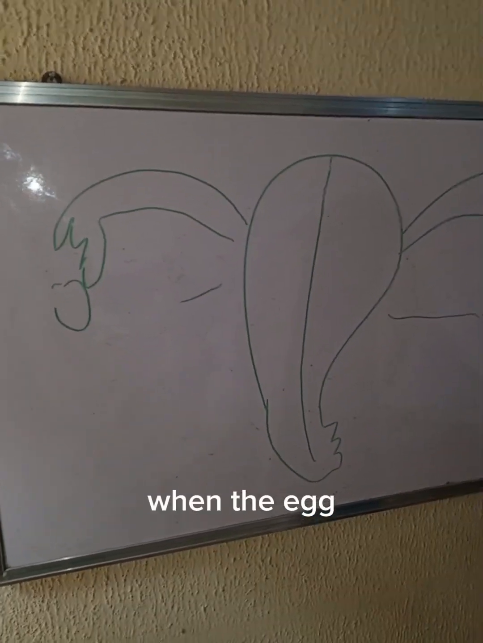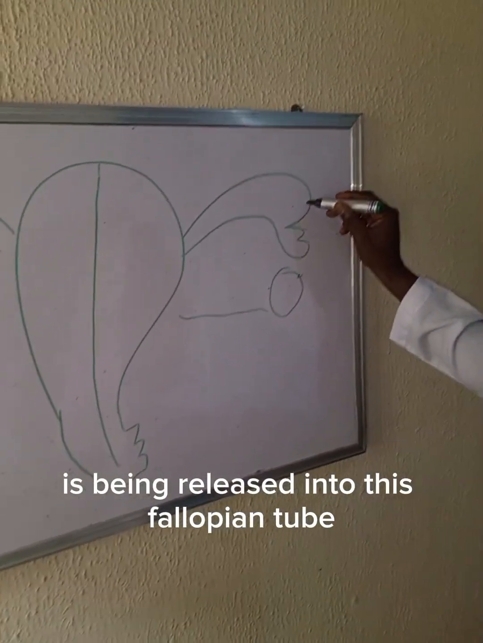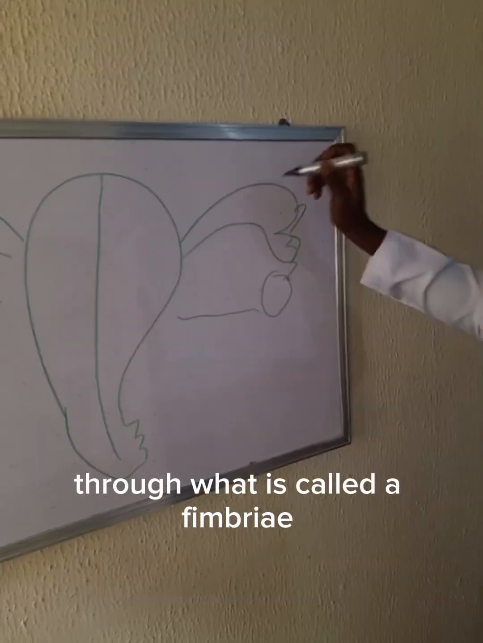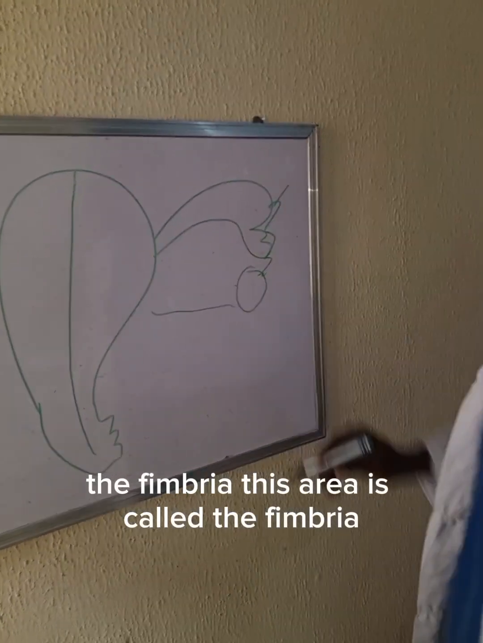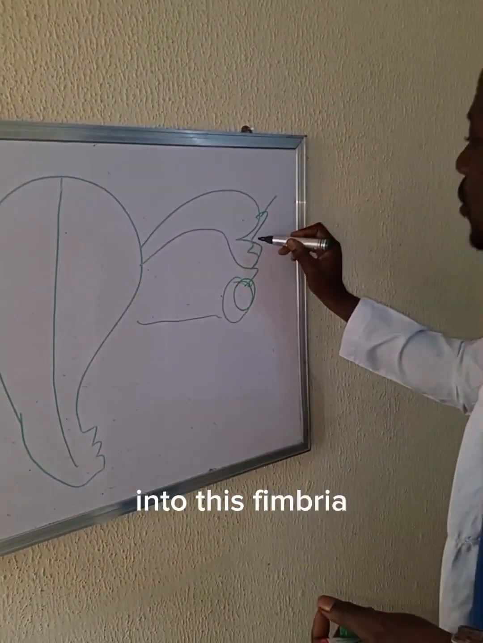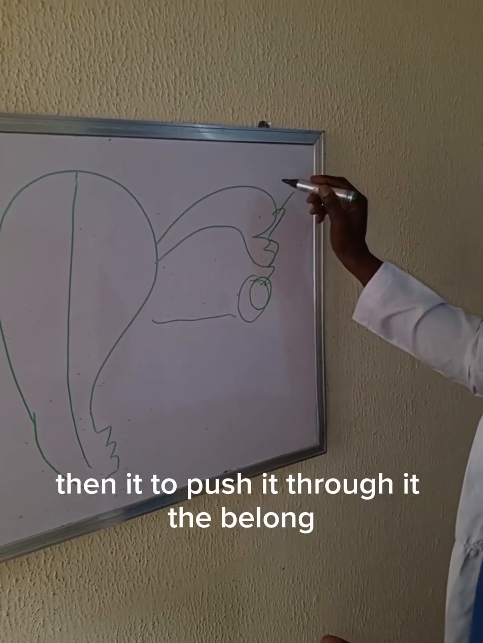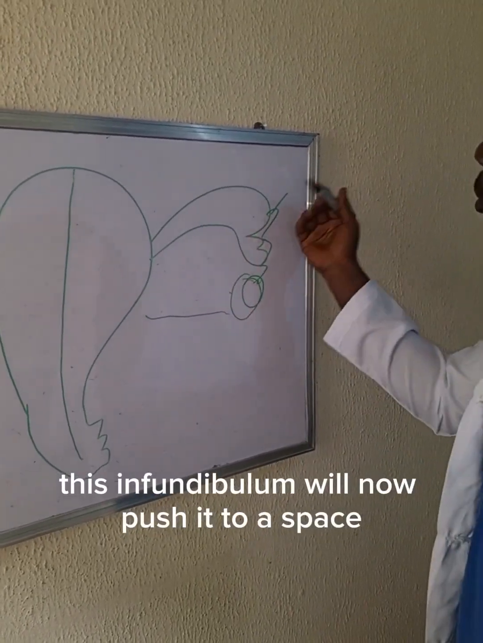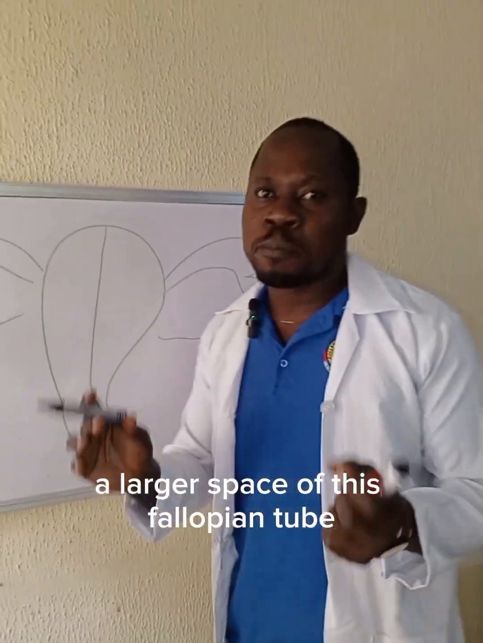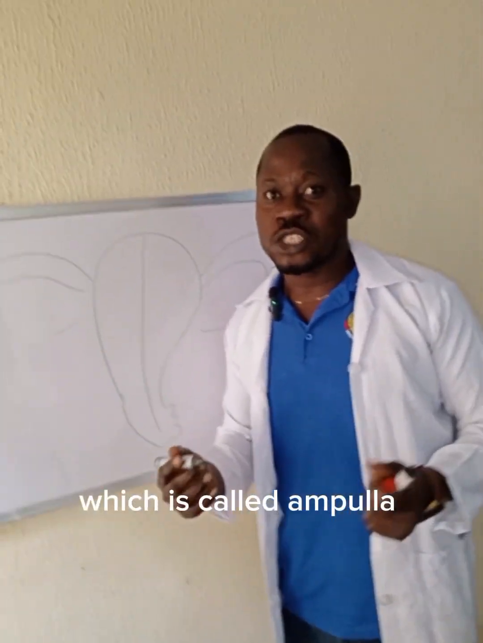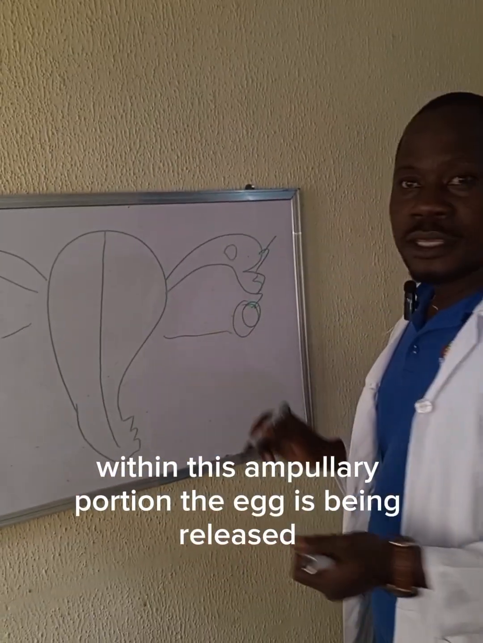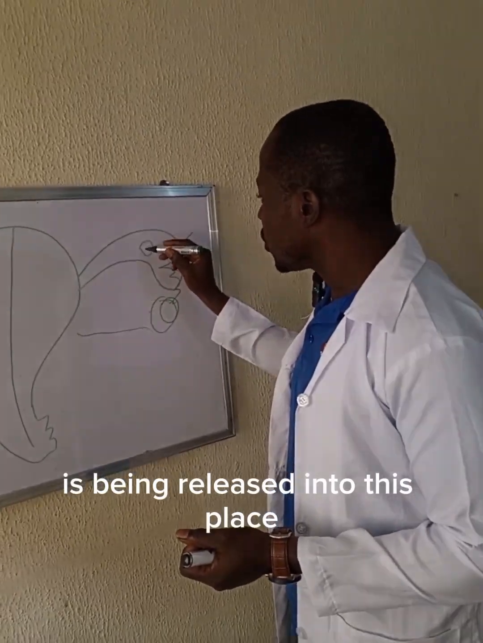So when the egg is being released into this fallopian tube, it goes through what is called the fimbria. This area is called the fimbria. The fimbria captures the egg from the ovary. Then it will push it through the infundibulum. This infundibulum will now push it to a potential and larger space of this fallopian tube, which is called the ampulla. Within this ampullary portion, the egg is being ovulated, released into this place.